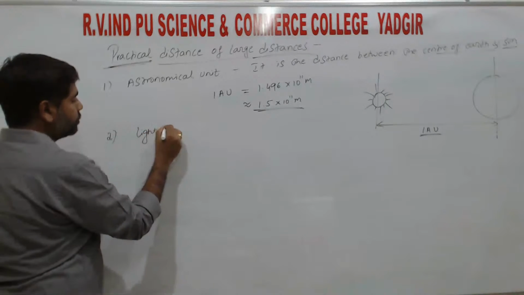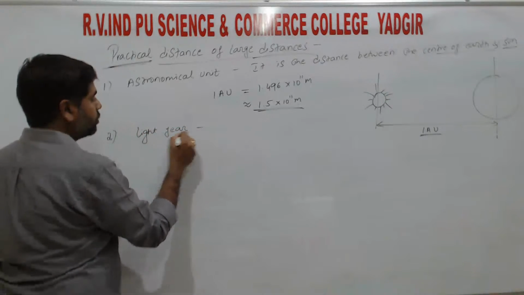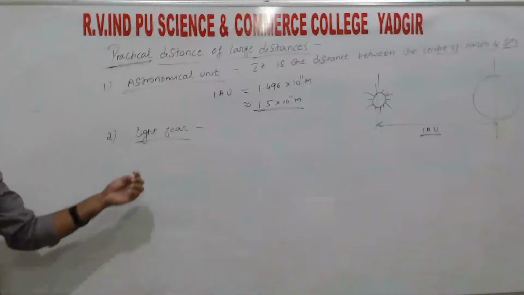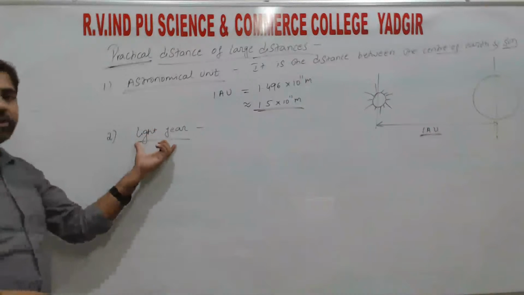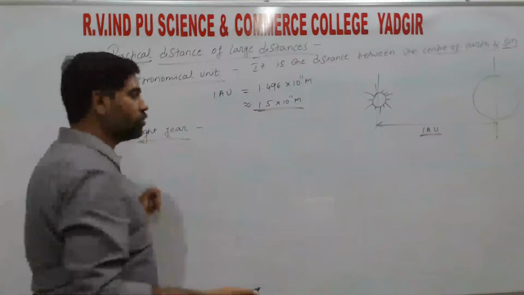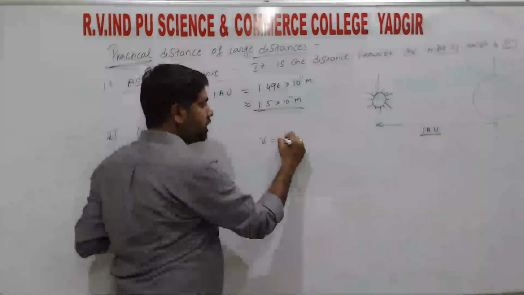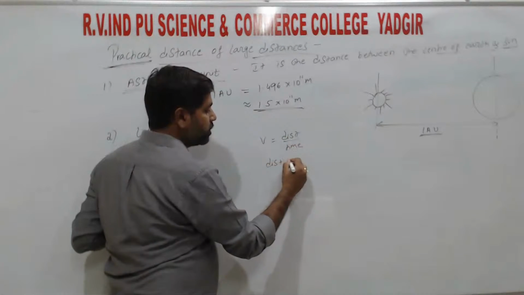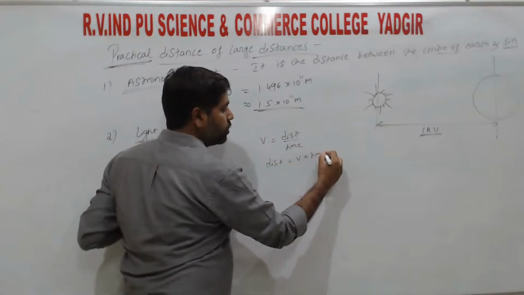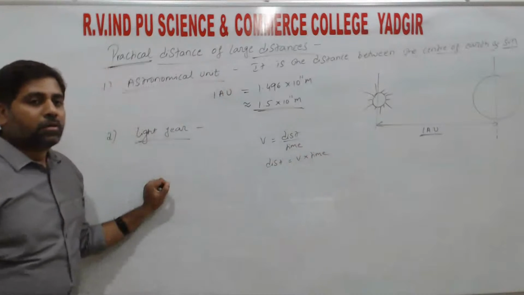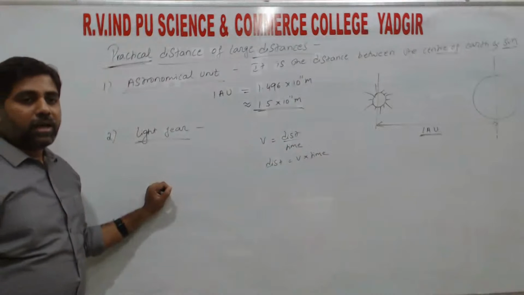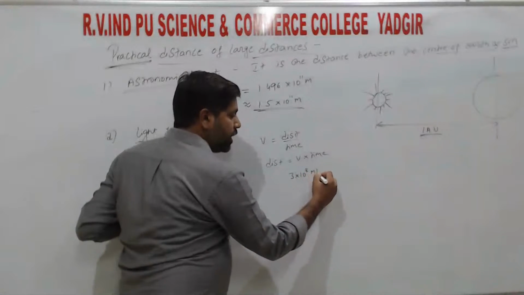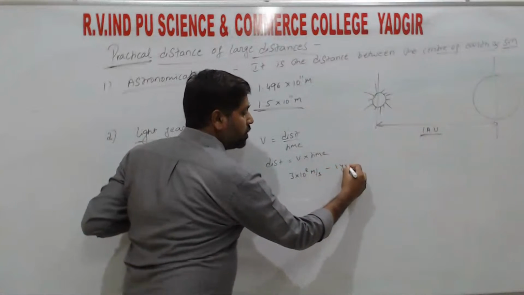So next, light year. Light year, right? So here also this is the unit which we use to measure the distance. So by using the relation velocity is equal to distance by time, right? So distance is equal to velocity into time, right? So the distance traveled by the light with a speed of 3 into 10 to the power of 8 meter per second in 1 year.